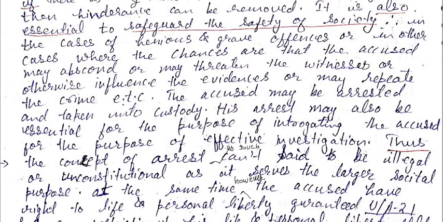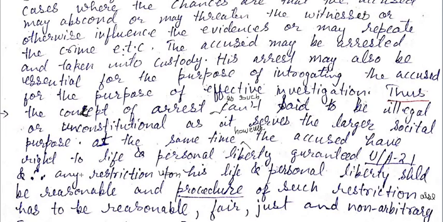Thus, the concept of arrest as such cannot be said to be illegal or unconstitutional, as it serves the larger societal purpose. At the same time, however, the accused have the right to life and personal liberty guaranteed under Article 21, and therefore any restriction upon his life and personal liberty should be reasonable, and the procedure of such restriction also has to be reasonable, fair, just and non-arbitrary.